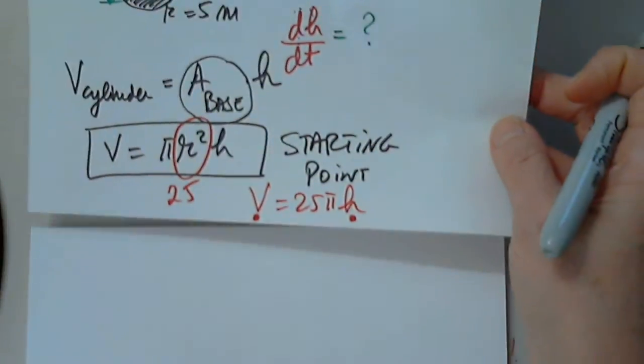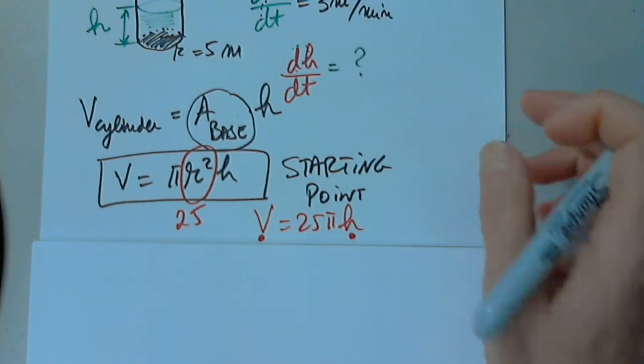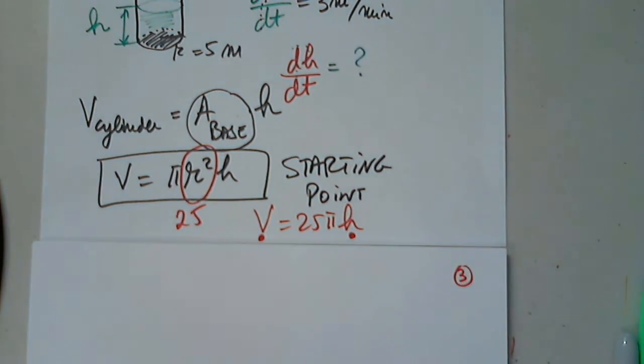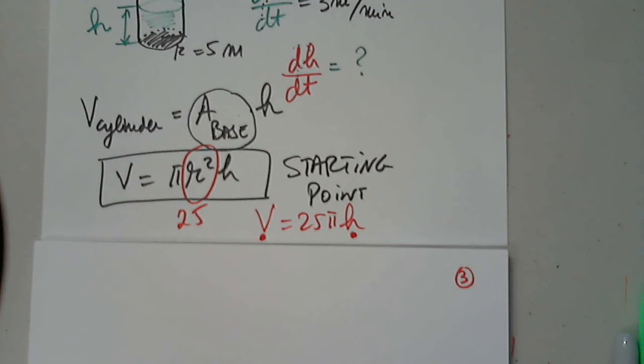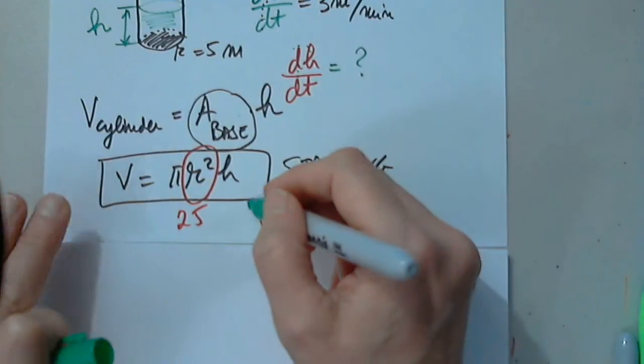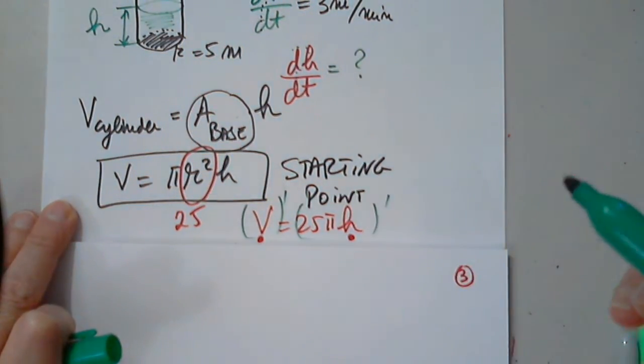Ready for what? What are we doing next? Something we learned in this chapter. What am I trying to do now? What should I do to this equation? What is the next step? Differentiate? Yes, very good. Good.